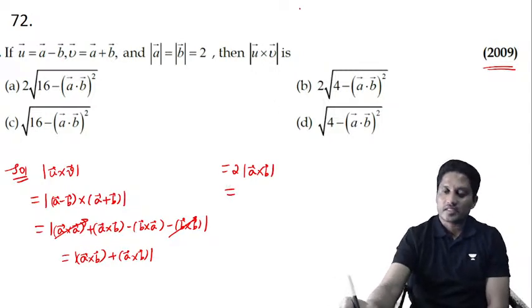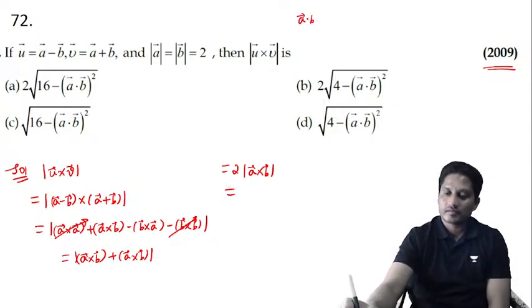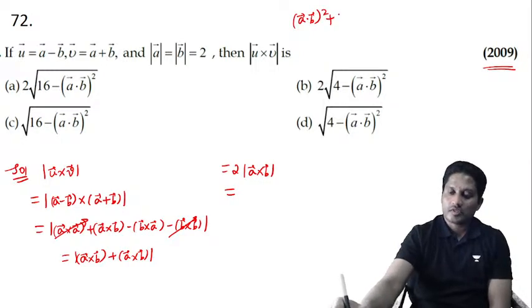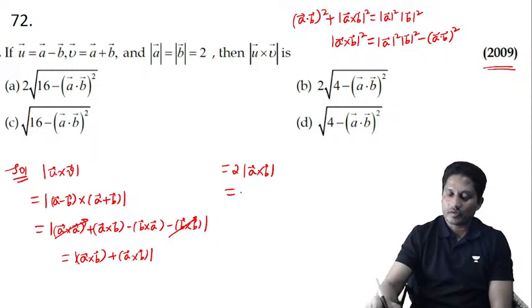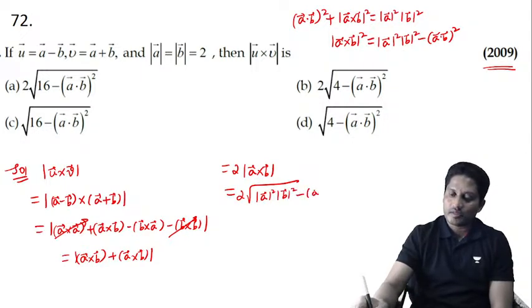Right, again I'll use Lagrange's identity: dot the whole square plus cross the whole square is equal to mod a square into mod b square. From this I can write (a cross b) the whole square is equal to mod a square into mod b square minus (a dot b) the whole square. If I take this square out, you get root of mod a square mod b square minus (a dot b) the whole square.